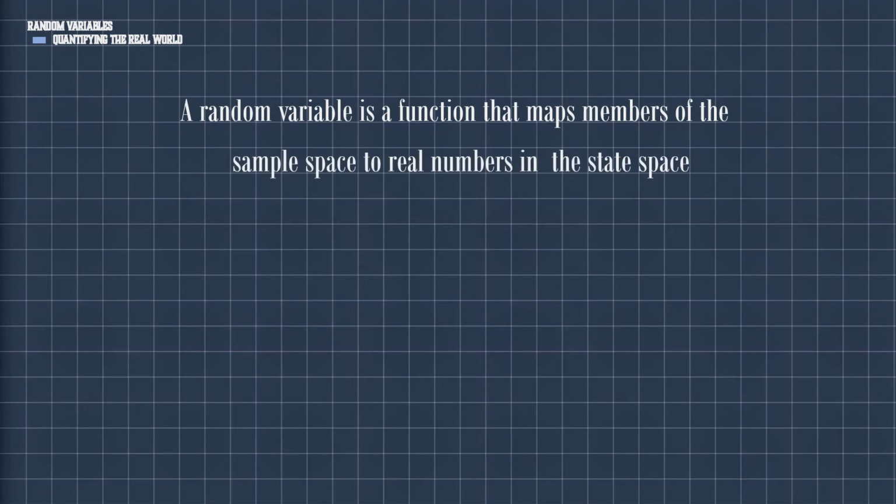Now we have our data, let's formally define a random variable and explain each term in the definition. A random variable is a function that maps members of the sample space to real numbers in the state space.